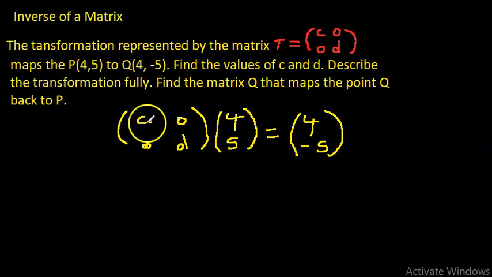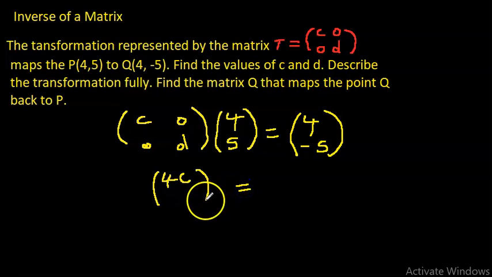Row by column, so you apply (C, 0) to (4, 5), and you end up with what? C times 4 is 4C, and 0 times 5 is 0, so it's just 4C. Then the second row, (0, D) times (4, 5). 0 times 4 is 0, and D times 5 is 5D. Equal to (4, -5).